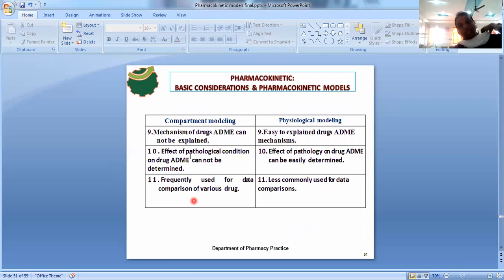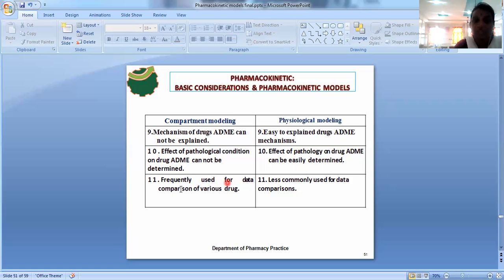And apart from that, the mechanism of drug ADME cannot be explained in the compartment model. Here in the physiological model it is easy to explain absorption and distribution, since you are considering each and every realistic tissue and organ. Therefore ADME mechanisms can be easily explained here. The effect of a pathological condition on drug ADME cannot be determined in the compartment model. What will happen if there is some liver disease? The liver blood flow and liver permeation characteristics will differ. By using that data, the effect of pathological conditions on ADME can be easily determined.